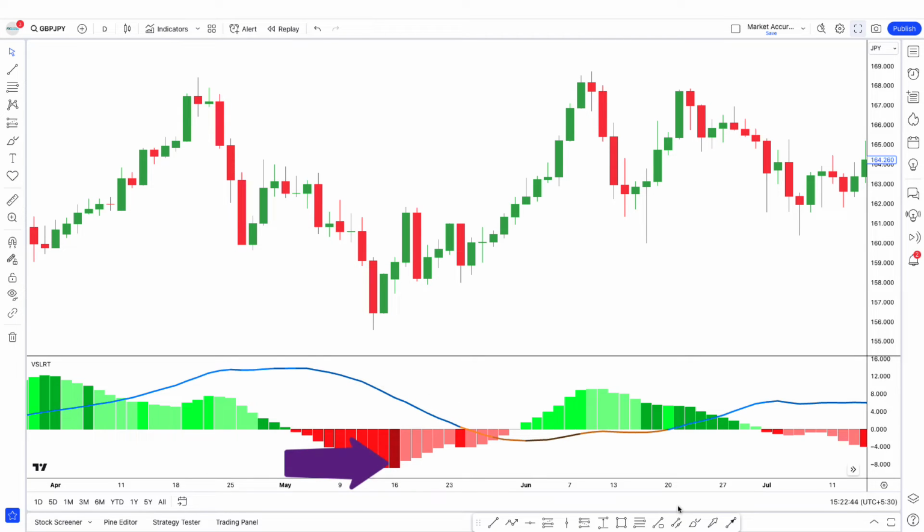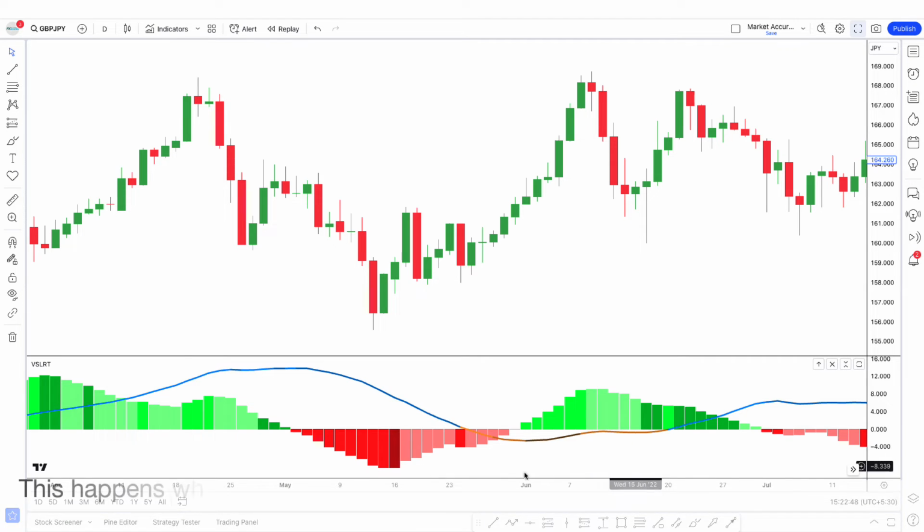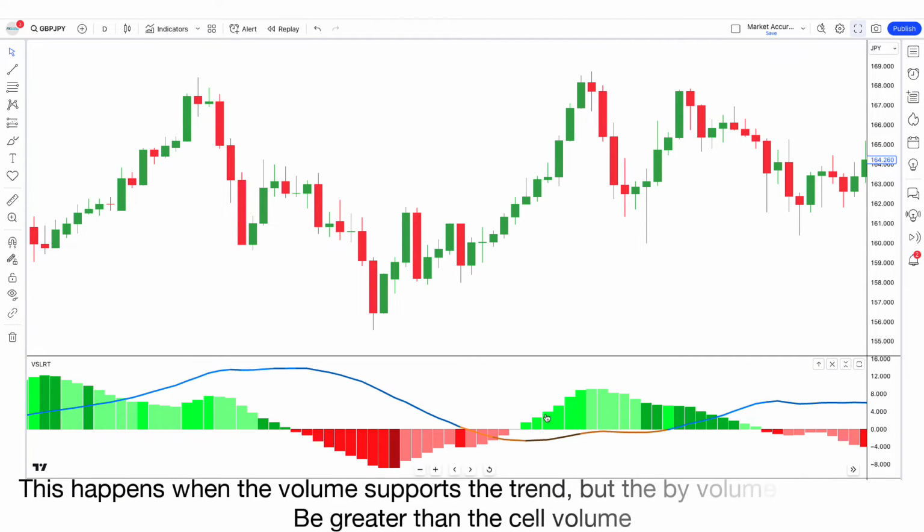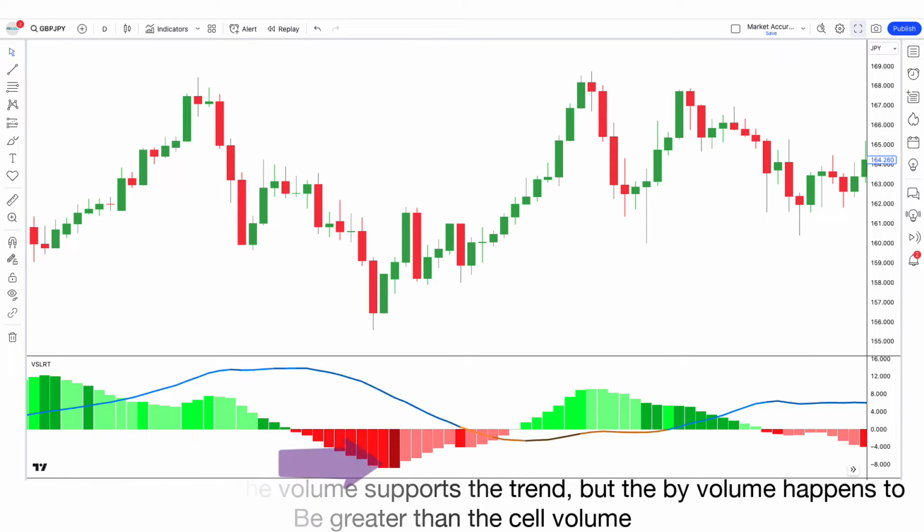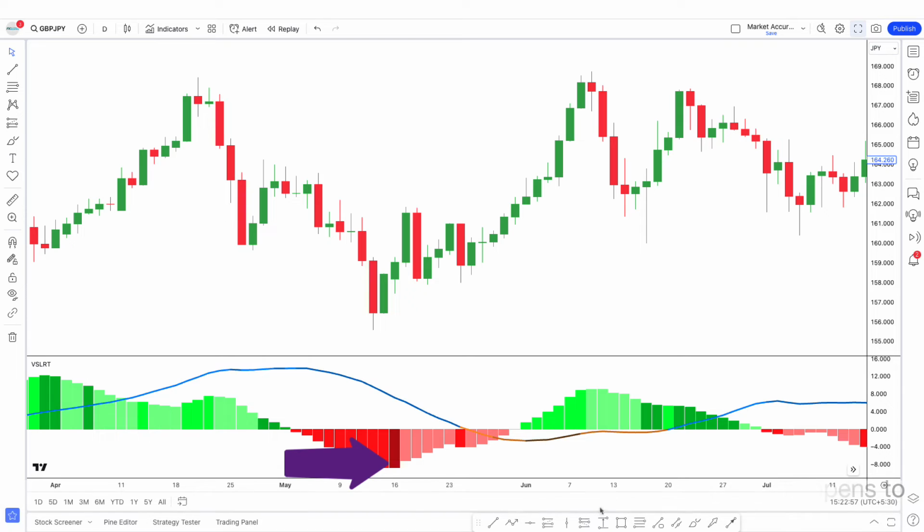This medium dark shade of red indicates that the trend strength is decreasing. This happens when the volume supports the trend, but the buy volume happens to be greater than the sell volume. For this darker shade of red, it indicates that the trend strength is decreasing, and this occurs when the volume does not support the trend.